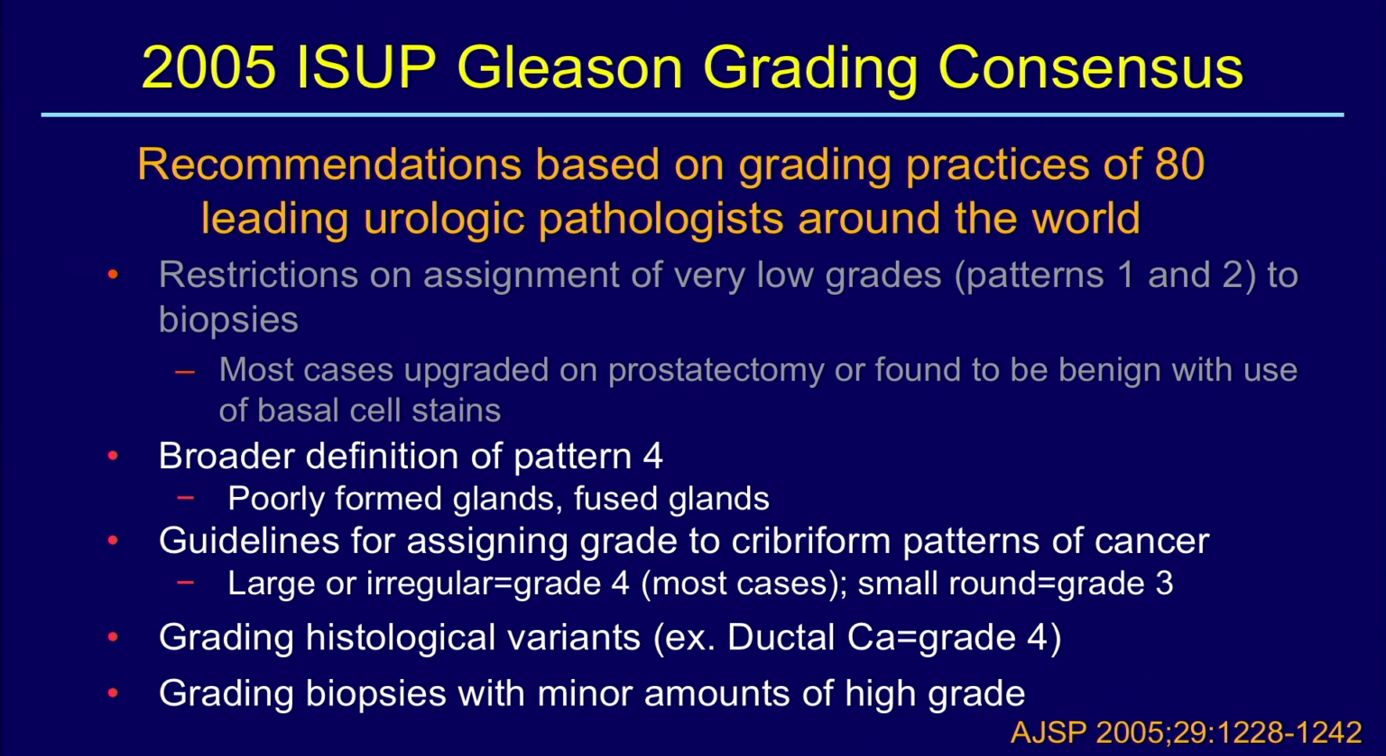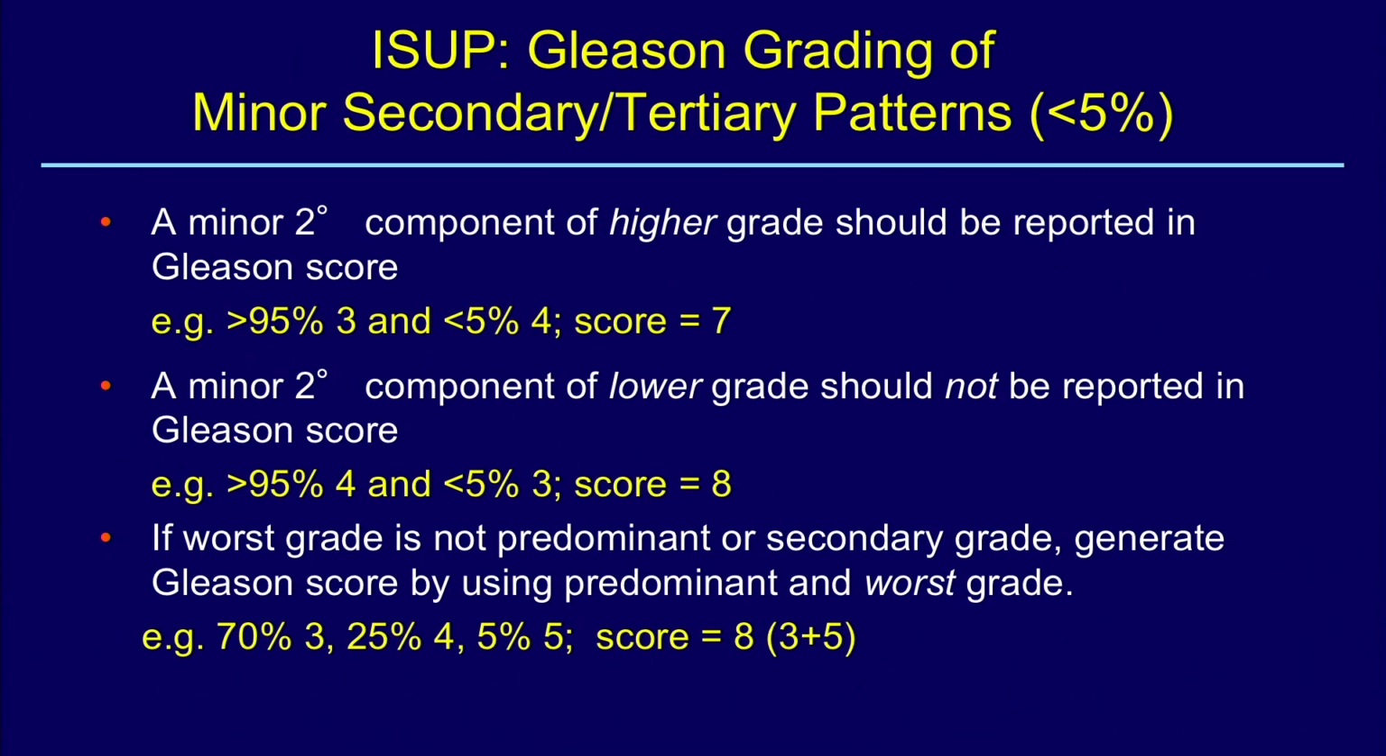Remember, the biopsies have gotten smaller, with minor amounts of high-grade tumor on it. What do we do with those? And the recommendation was thus: if you've got any high-grade pattern present in a biopsy, it should be part of the Gleason grade. And this was not done uniformly across the world. Minor components were usually ignored.